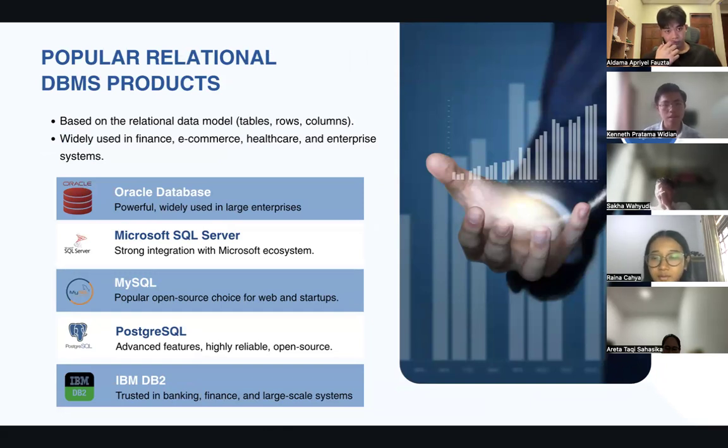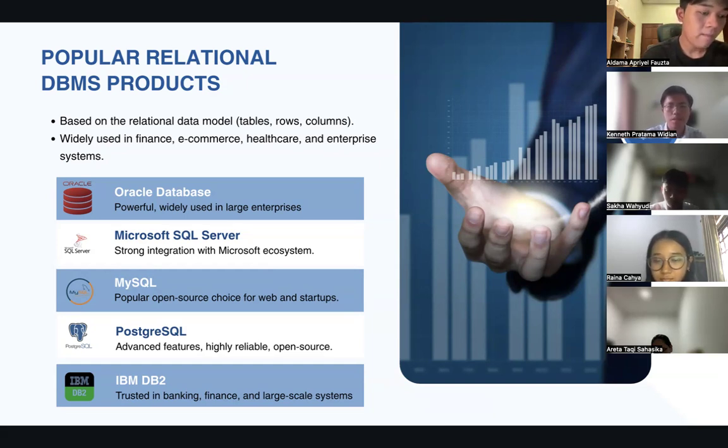Next, relational DBMSs are based on the relational data model, where data is stored in tables, rows, and columns. They are widely used in industries such as finance, e-commerce, healthcare, and large enterprise systems because of their strong support for data integrity and complex queries. Some examples include Oracle Database, which is powerful and widely used in large enterprises; Microsoft SQL Server, known for its strong integration with the Microsoft ecosystem; MySQL, a popular open source database, especially for web applications and startups; PostgreSQL, also open source, highly reliable, and equipped with advanced features; and lastly IBM DB2, which is trusted by banking and finance industries as well as large-scale organizations. These relational DBMS products continue to be essential for managing structured business data efficiently.